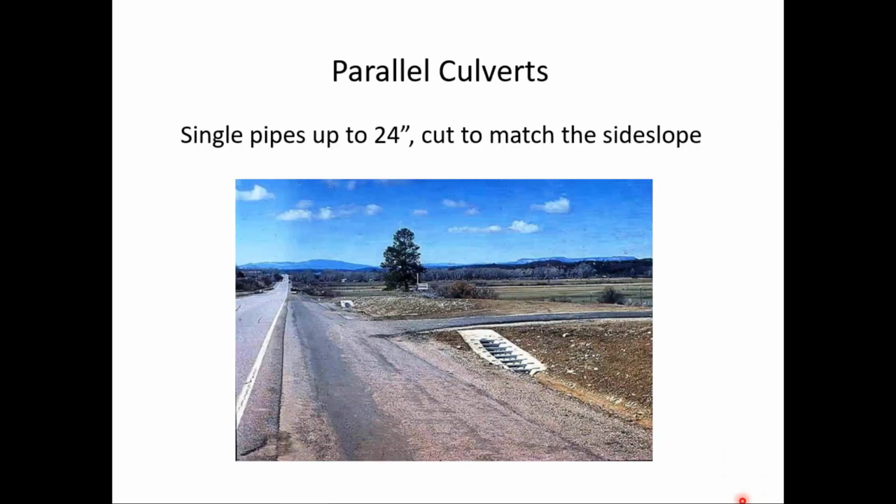Where you have parallel culverts, notice the slope is cut to match the side slope, and they've used what looks like maybe pipes or steel bars across the opening to make it traversable should a vehicle leave the roadway and be traveling essentially parallel to the main roadway.